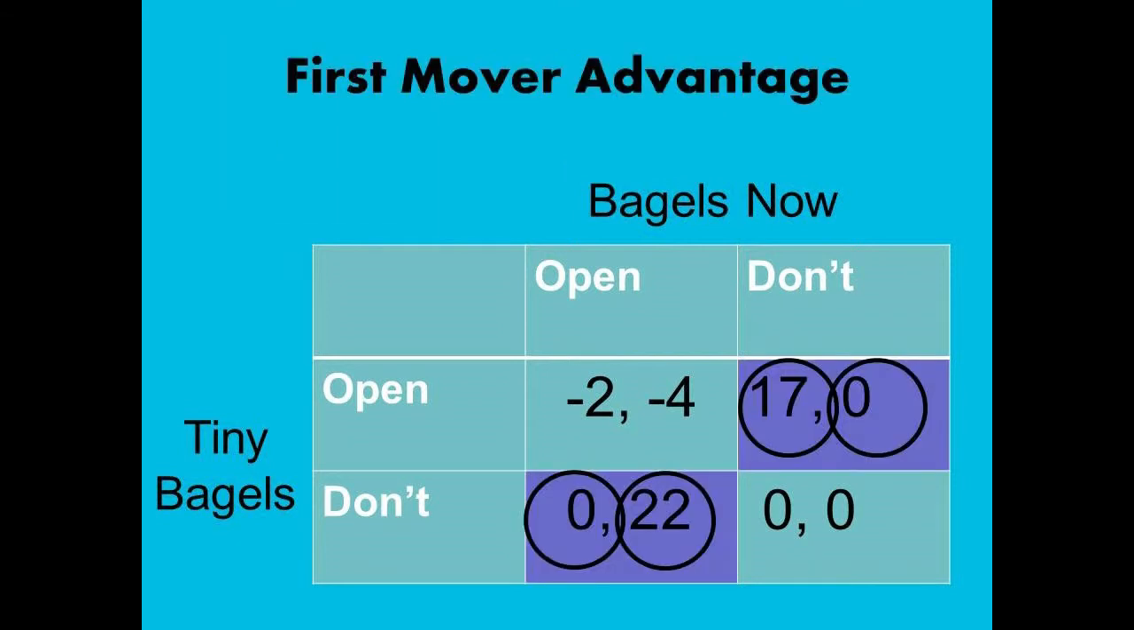In this game, there are no dominant strategies because there aren't two circles in the same row for Tiny Bagels or in the same column for Bagels Now. There are two Nash equilibria. One is just Tiny Bagels opening a shop, and the other is just Bagels Now opening a shop.